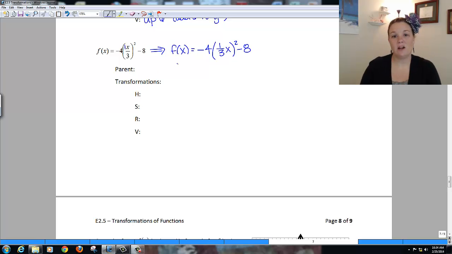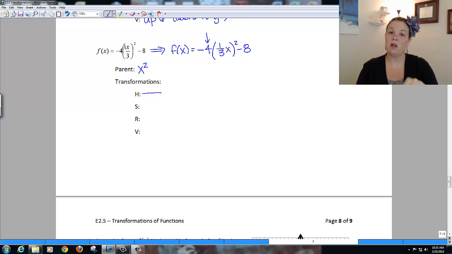Okay, my parent here, since I have a quantity that's being squared, my parent would be an x squared. Okay, and then I list my transformations. Horizontal, am I adding or subtracting inside the function? So inside my squared quantity, I'm not adding or subtracting, which means that there's no horizontal. Then I look for stretching and compressing. Okay, I do have this 4 outside. Remember, I don't care about the negative because those are reflections.